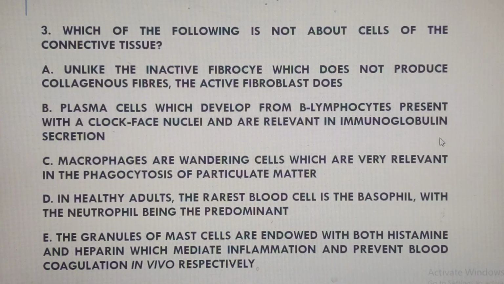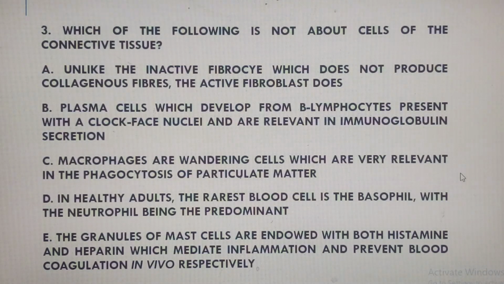Now, option B says plasma cells, which develop from B lymphocytes, present with clock-faced nuclei and are relevant in immunoglobulin secretion. Yes, that's a very true statement. We get to know that plasma cells, which are part of the wandering type of cells of the connective tissue, will have a clock face appearance in their nuclei, and they will be relevant in immunoglobulin production. As they produce immunoglobulin, it means that they will have this kind of clock face appearance.